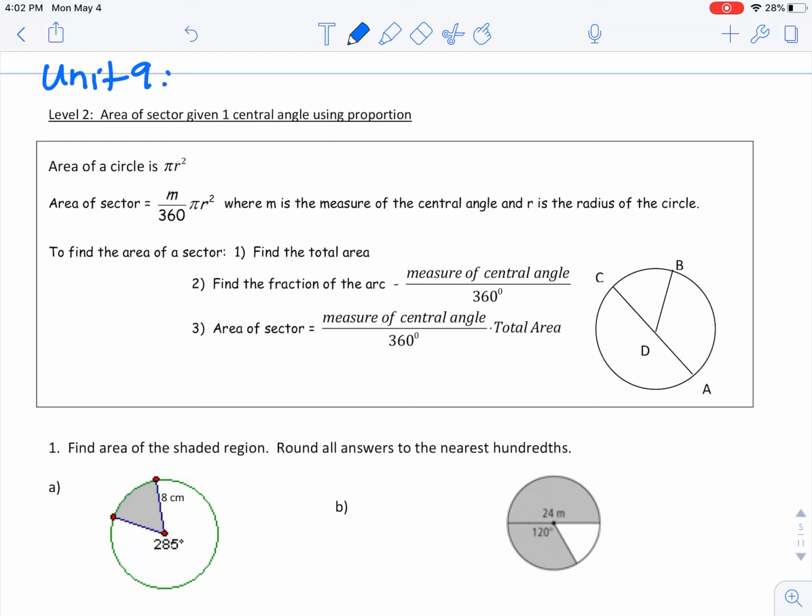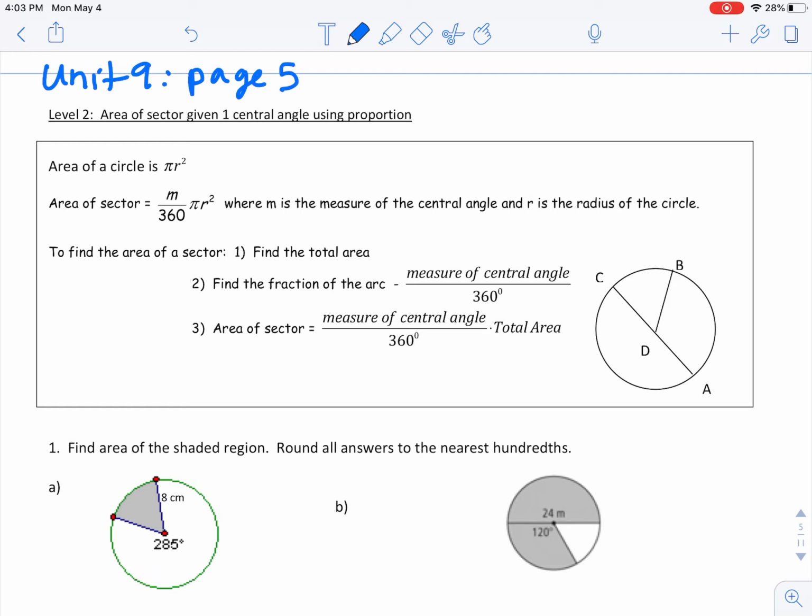Today I'm going to be talking about pages 5 and 6. I'm starting here with page 5. Last part we were talking about the arc length, and on this one we're going to talk about the area of a section. It's a very similar process, though, as last time.